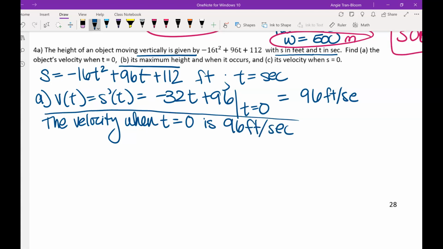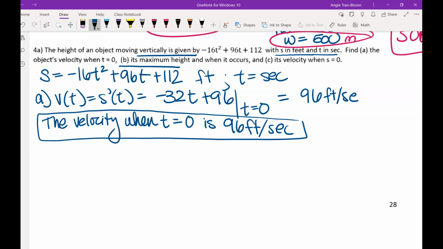This means it's the speed, okay? Velocity is very similar to speed, except velocity has direction. Since this is positive, we know that this is going to the right. So the velocity when we start out is 96 feet per second, okay?